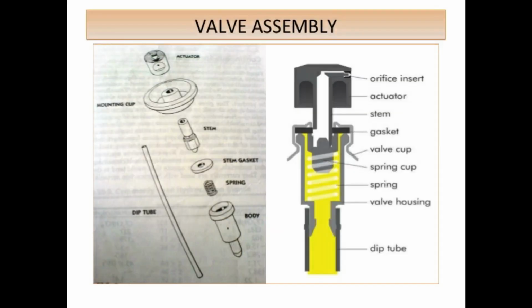Here in this image we can see the valve assembly. In this valve assembly we have different parts: orifice insert, actuator, stem, gasket, valve cup, spring cup and spring, valve housing, and dip tube. So these are the main parts in the valve assembly.